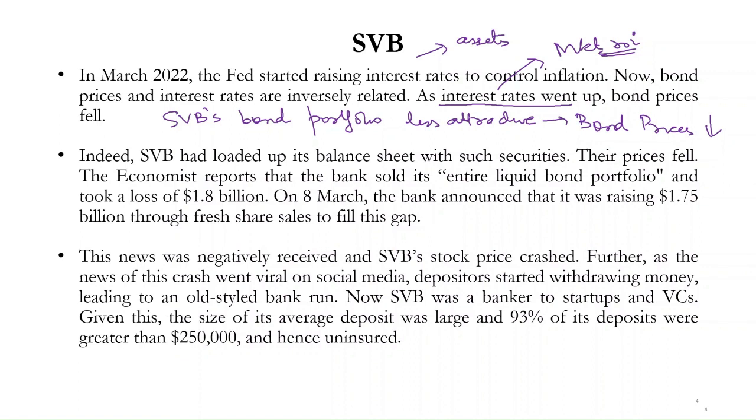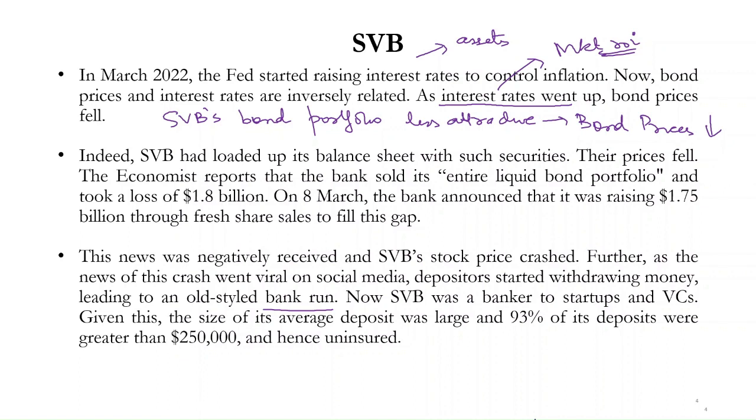Further, as the news of this crash went viral on social media, depositors started withdrawing money, leading to an old-style bank run. So, what is a bank run? When the majority of the depositors of a bank come on a single day or within a week at the same time to withdraw their money from the bank. Now, we all know that a bank does not keep all the money with itself. It basically invests that money in various assets. So it cannot honor the commitment of its borrowers almost at the same time. If everyone comes and asks for money, it cannot honor that.